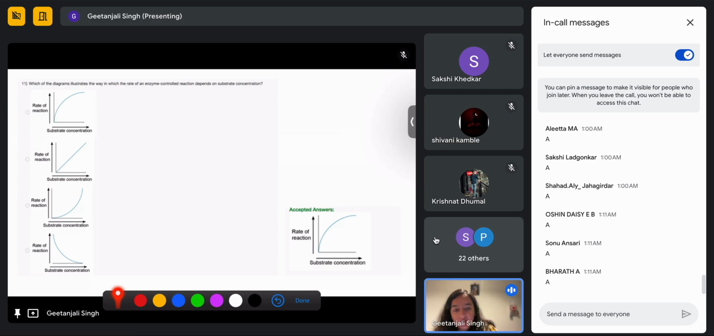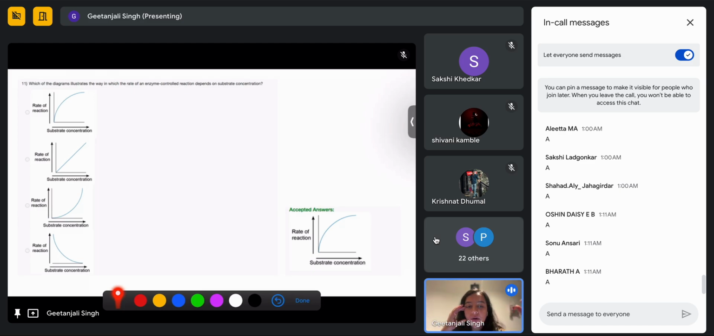When the concentration of the substrate is less, there are lots of enzymes available with free active sites. So when the concentration of the substrate is less, they're very hungry. They try to catalyze the reaction. The rate of reaction is very slow, and they're very hungry.